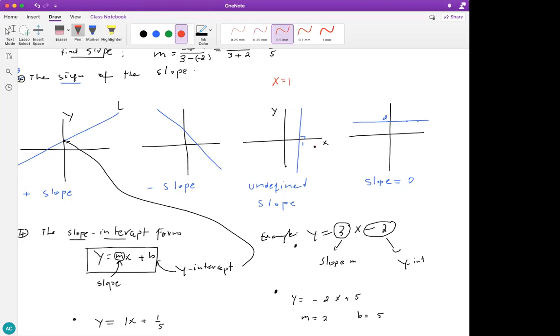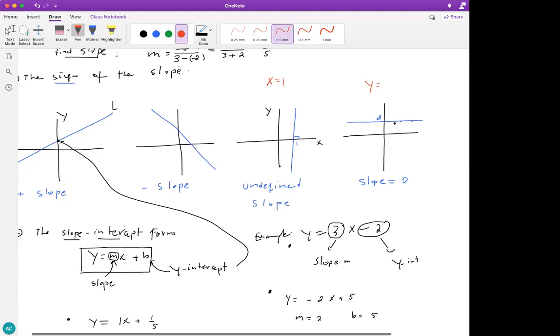x equals 1 because it's fixed. This one, however, the y is fixed. The y is 2. So what is the equation of this line? If this one is x equals 1 because x is fixed, what is the equation of this one? Would be y equals 2. That's 2, right? Because it goes through 2. That's it, because y is fixed.